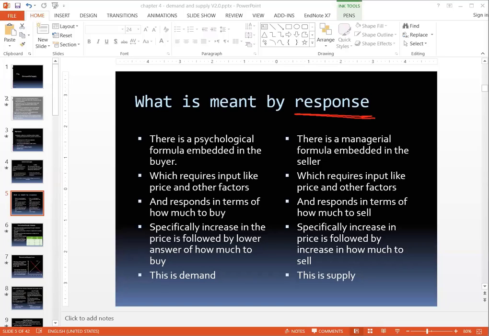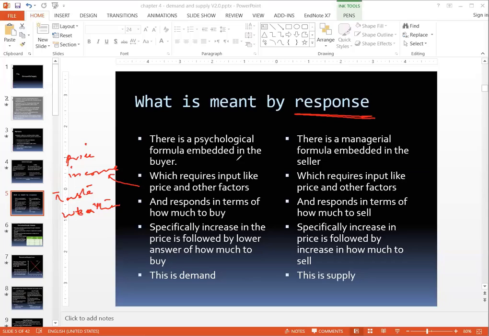Here, response means that there is a psychological formula embedded in the mind of the buyer. He has some psychological formula that gives him the answer regarding how much he should buy. This formula requires inputs like price and other factors like income, taste, weather, or other things. We'll go towards that in detail.